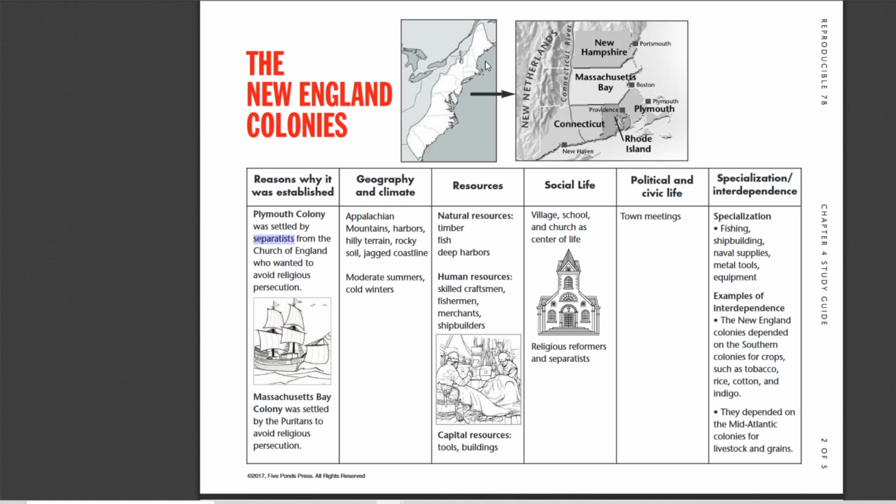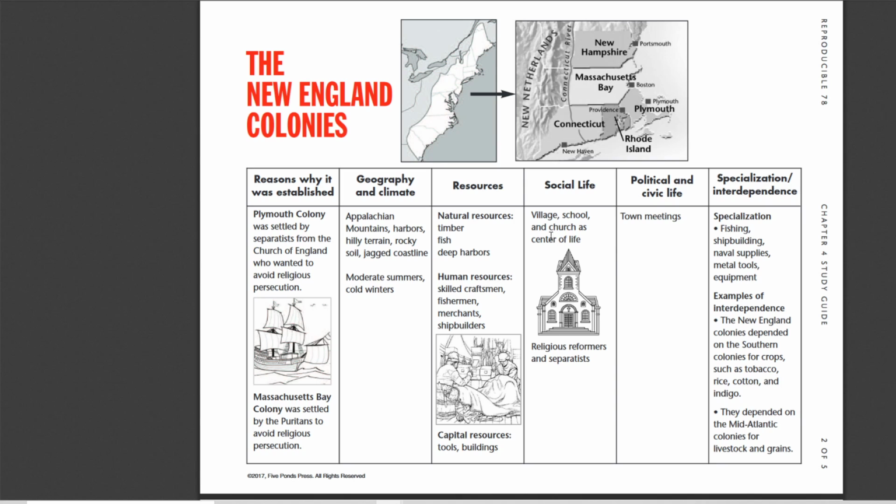So they had to rely on the water. And in class, we talked about, let's think about water when we talk about New England colonies. Their resources were timber, fish, and deep harbors. They were skilled craftsmen, fishermen, merchants, shipbuilders. They built ships. They made things. They made tools, built buildings. So things that have to do with going fishing, making ships. Remember, the water is what they're going to be about.